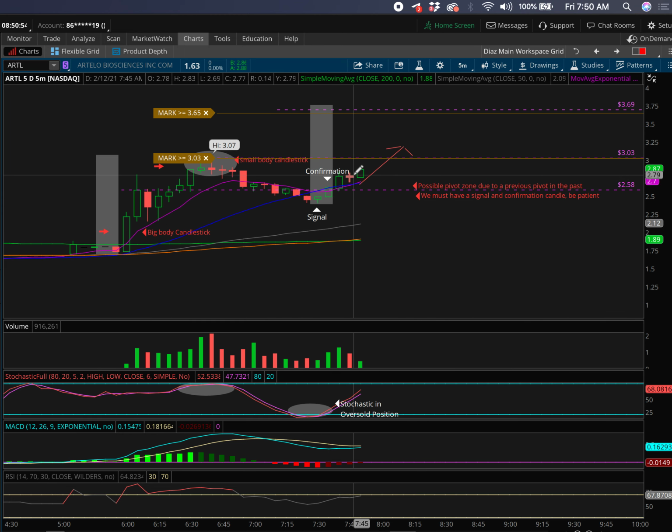As you can see, the trade is actually working out in our favor. Any red candles or small body candles you see after the signal and confirmation, that's just chop. Our moving averages are still rising. We got in when the stochastic was in an oversold position. We set our first target, so we're good to go. We have to trust the analysis.